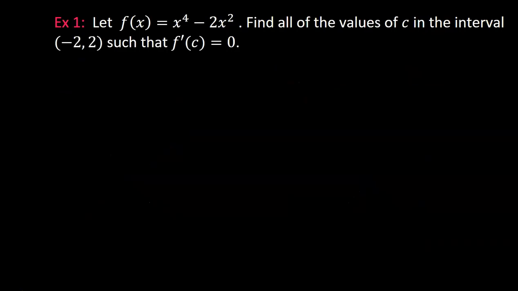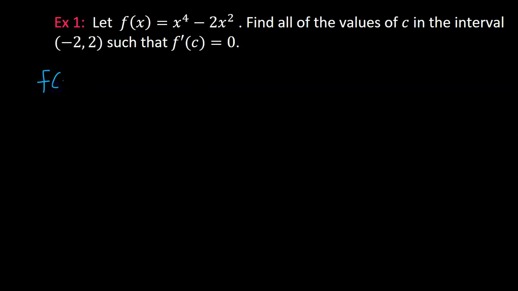Let's see how Rolle's theorem applies to example 1. Let f of x equal x to the 4th power minus 2x squared. Find all values of c in the open interval from -2 to 2, such that f prime at c is equal to 0. So to apply Rolle's theorem, we need to know that f at a is equal to f at b. So let's take a look at that.